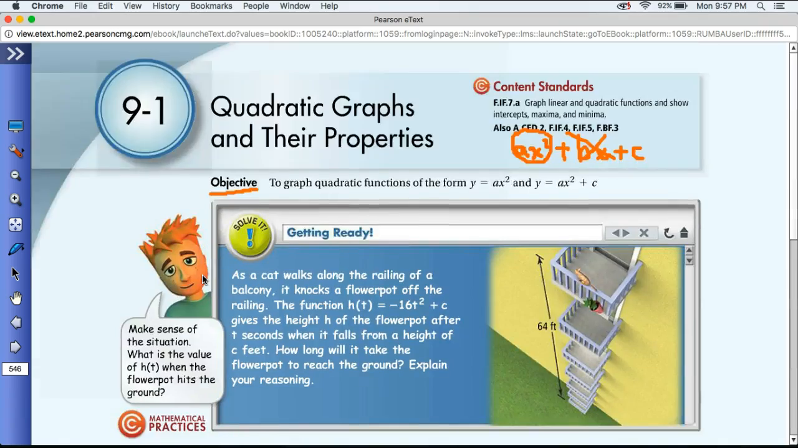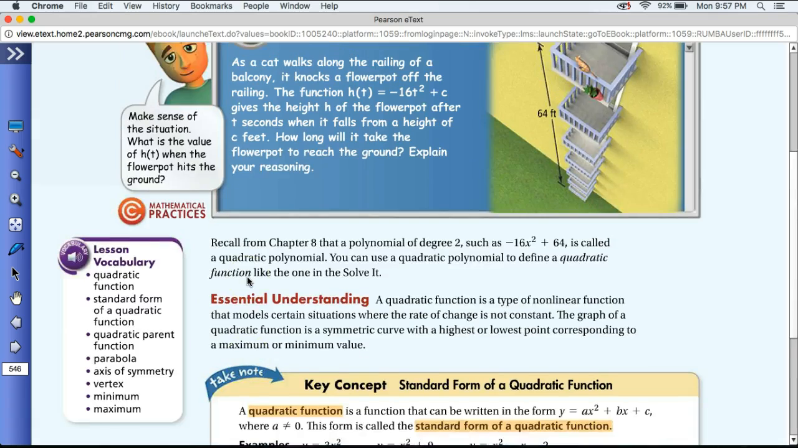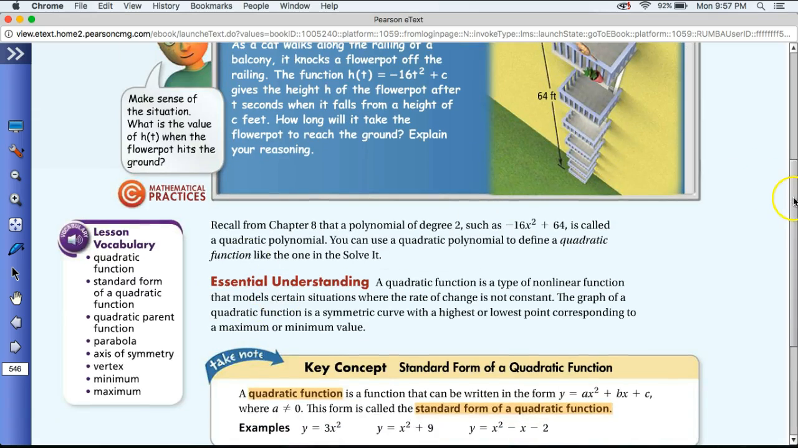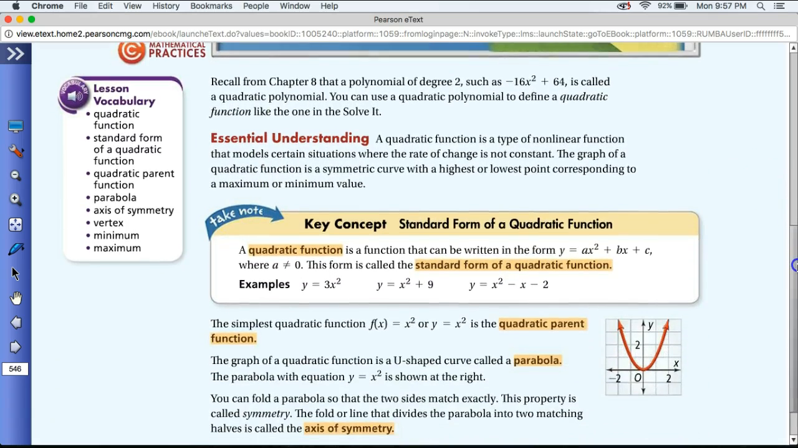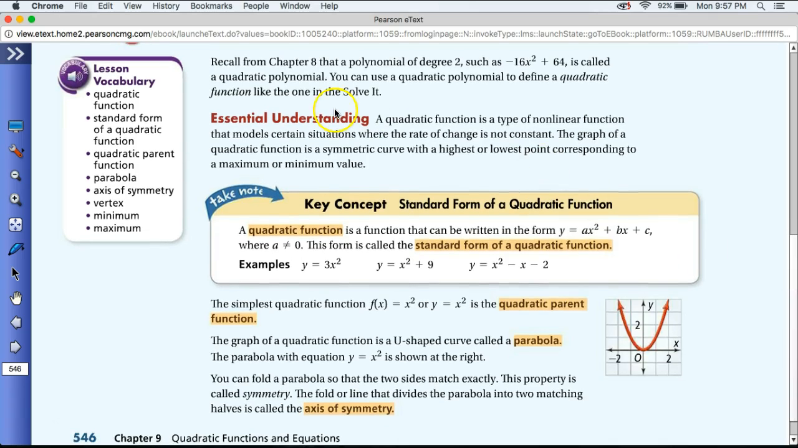So we're going to go ahead and skip this intro problem and just get right to the meat and potatoes of what we're talking about. It says, recall from chapter 8 that a polynomial of degree 2, such as negative 16x squared plus 64, is called a quadratic polynomial.